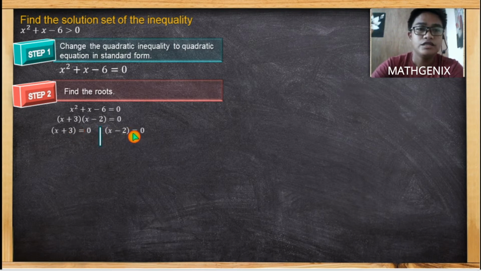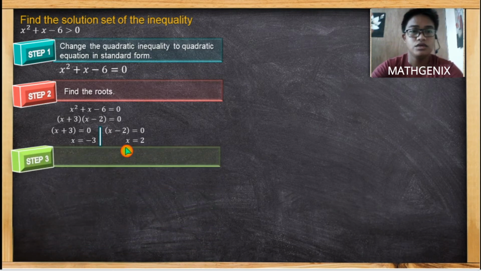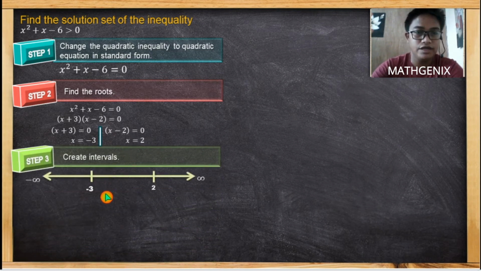To find the zeros of the equation, we use the zero product property. So, ito na yun. x is equal to negative 3 and x is equal to 2. Step 3 is to create intervals. Ang ginamit lang natin dito ay ang number line. Meron tayong negative infinity at saka infinity.